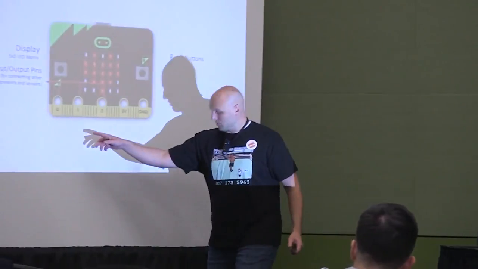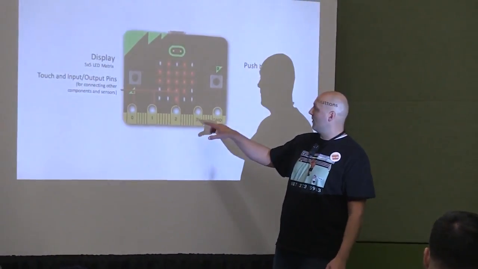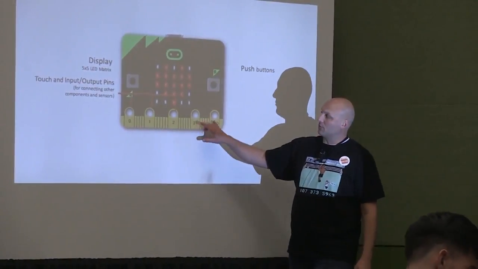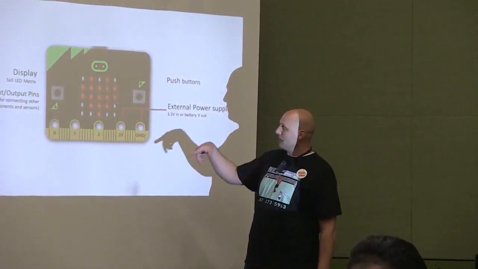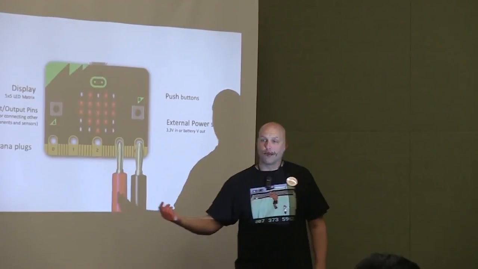You can press right there. You can also write code where you push A and B combined. So you have basically three push button sensors that you can code on there. Down here, you also have touch and input pins, the 0, 1, 2, 3, and then you've got your 3 volt and ground depending on servos and motors. But you can then have extra things happen using alligator clips or banana plugs.